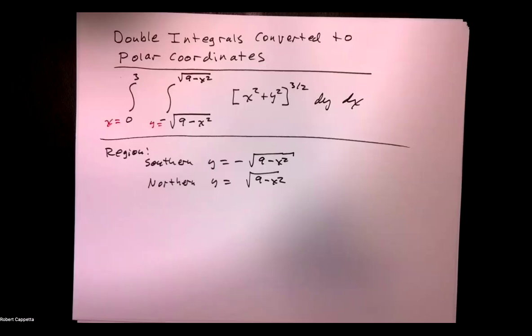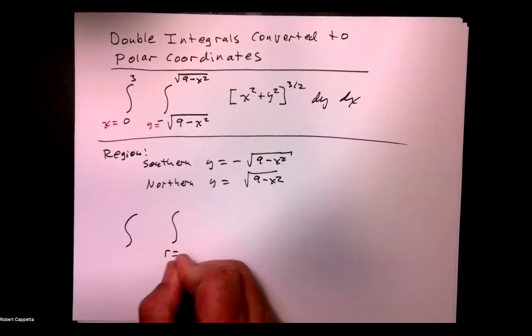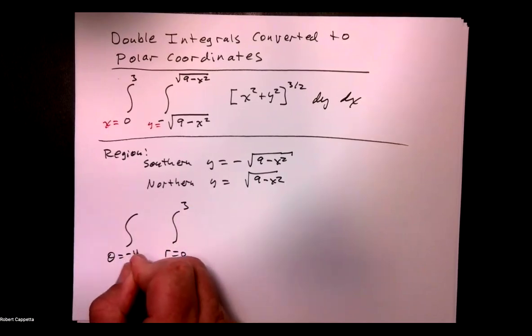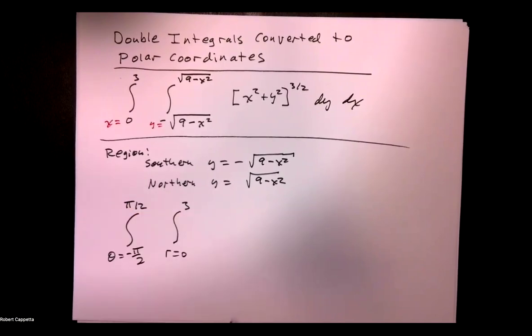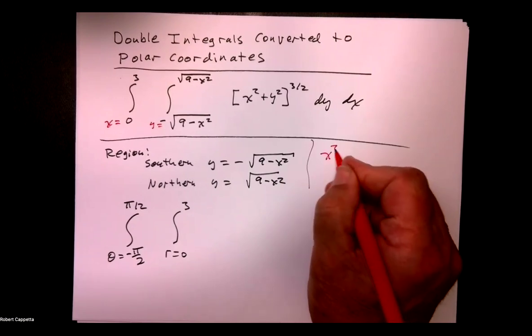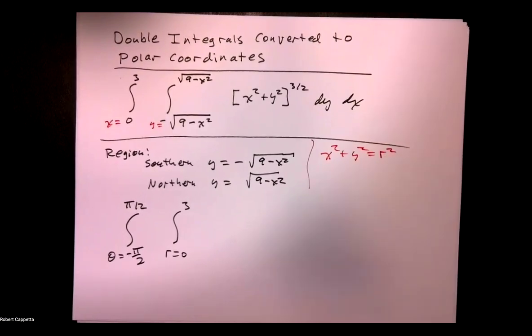So converting this to polar coordinates, what are we going to get? As we said, r goes from 0 to 3, and theta goes from negative pi over 2 to pi over 2. Now, what is x squared plus y squared? What do we know? Well, x squared plus y squared is r squared. So I can replace x squared plus y squared with r squared to the 3/2 power.